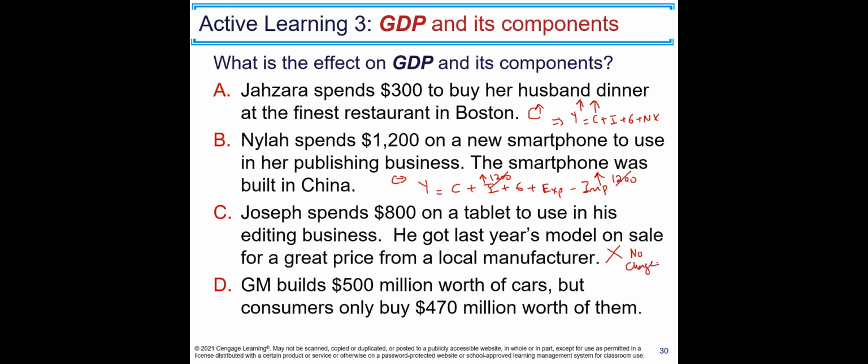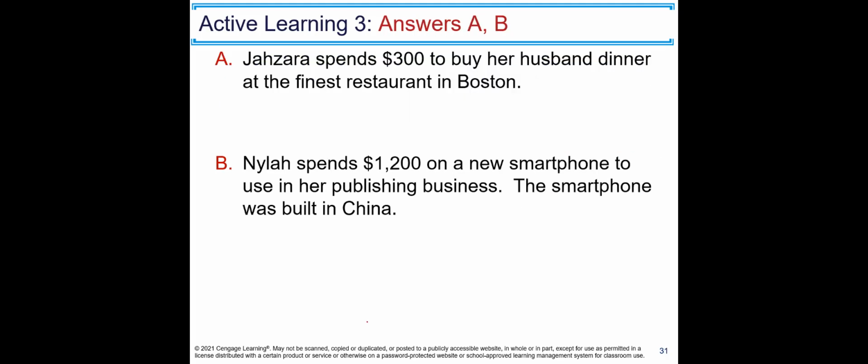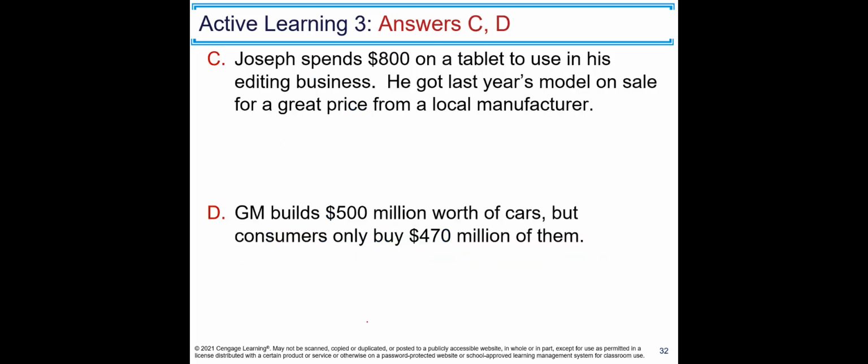GM builds 500 million worth of cars, but consumers only buy 470 million worth of them. So how are we going to do this? Y is equal to C plus I plus G plus NX. And we know that C is going to increase by 470 million because consumption increases by that much. And the remaining 30 million is going to the inventory, therefore investment is going to increase. So the total increase in the GDP is 500 million. 30 comes from investment, 470 comes from consumption. You can find the answers here.